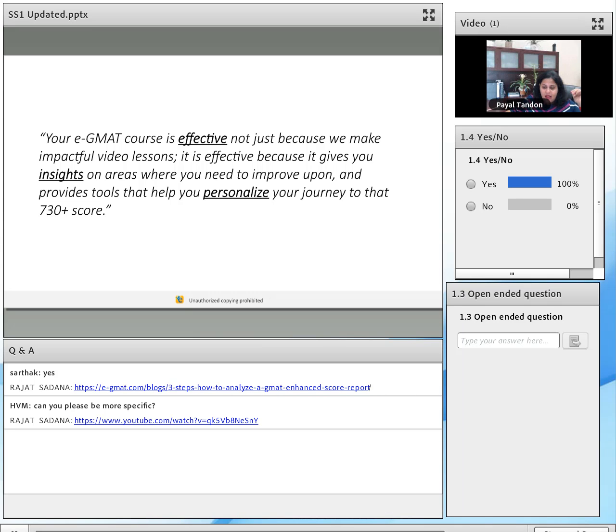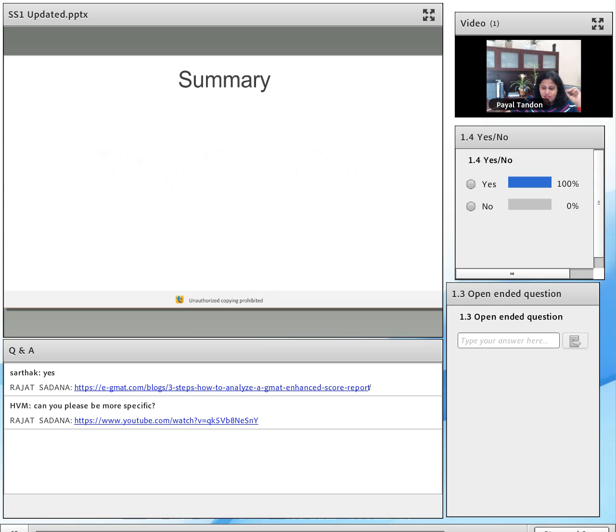Now, this is what Rohit says. Your e-GMAT course is effective not just because we make impactful video lessons. It is effective because it gives you the insights on areas where you need to improve upon and provides the tools that help you personalize your journey to that 730 score. So, again, I'm going to reiterate what Rajat already talked about. Score 730 plus to secure admission to top B schools and earn that scholarship. Very important. You need to know why it is that you need to put in that level of effort.